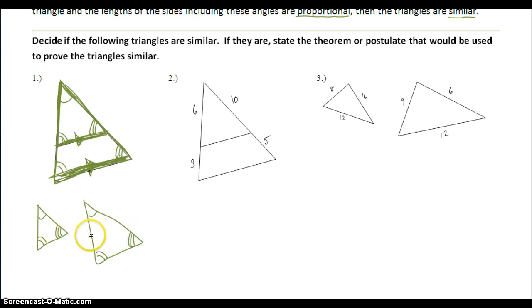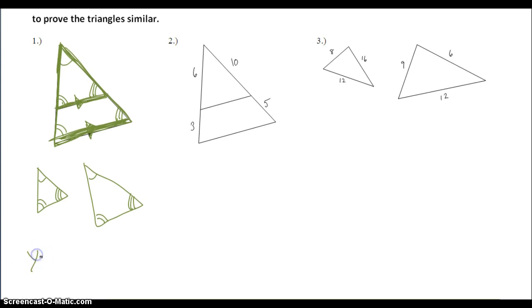So are these two triangles similar to each other? Yeah. And how would I prove that they're similar to each other? Well, I have three pairs of congruent angles. I only need two to use the angle-angle similarity postulate.